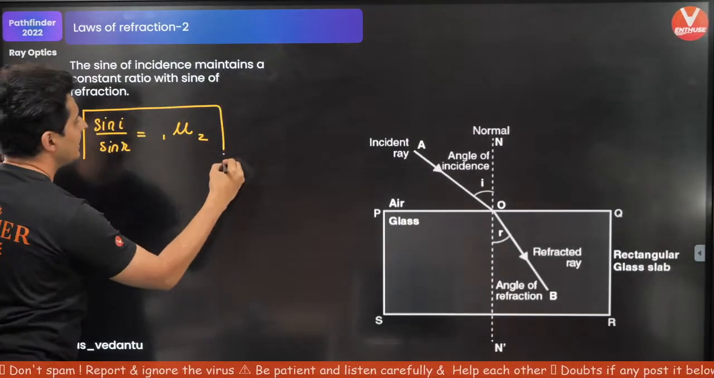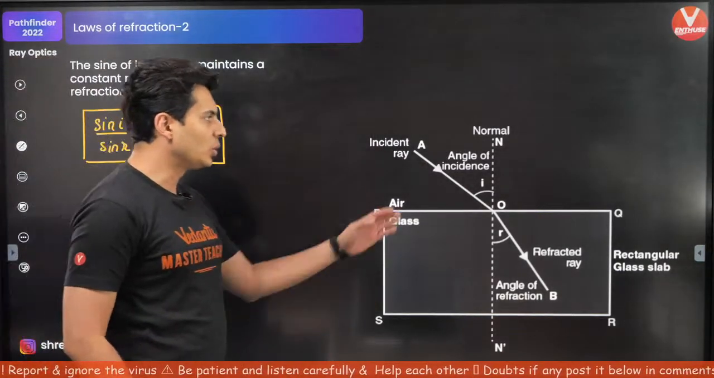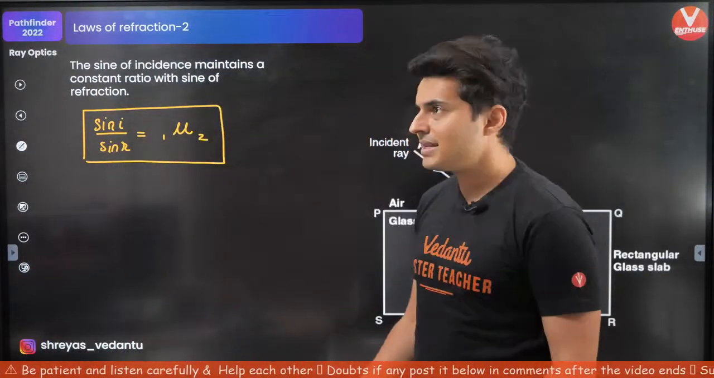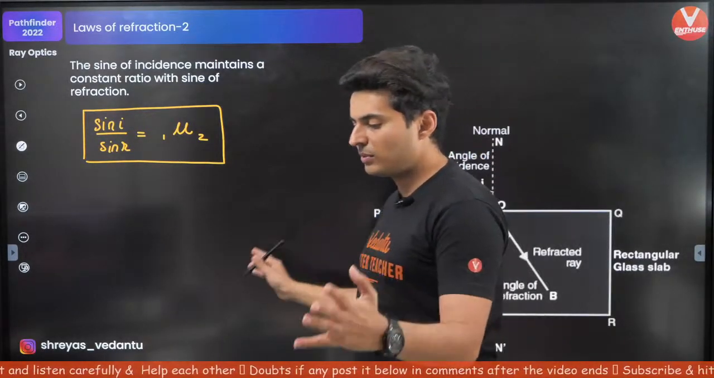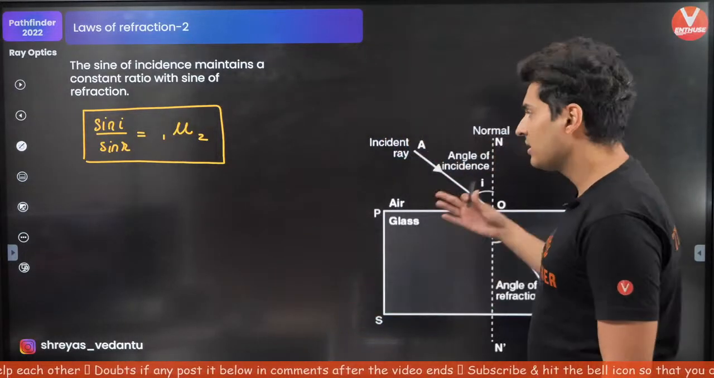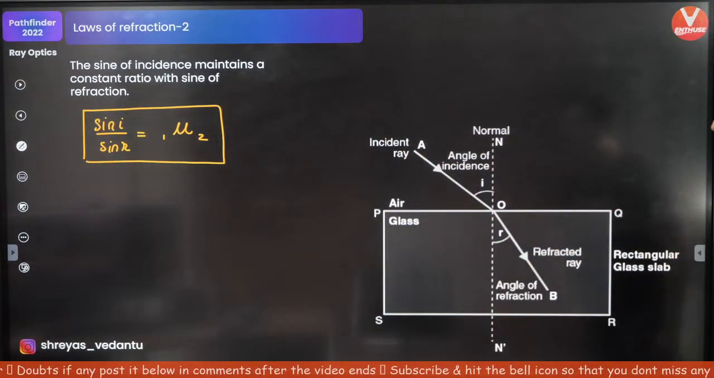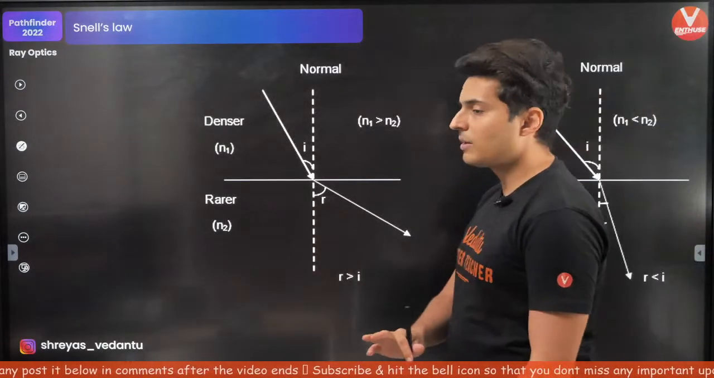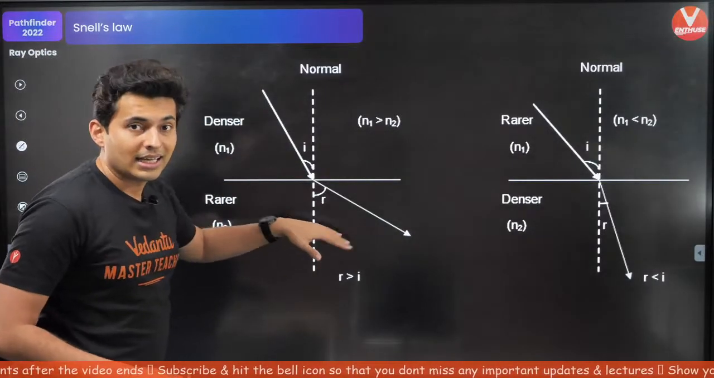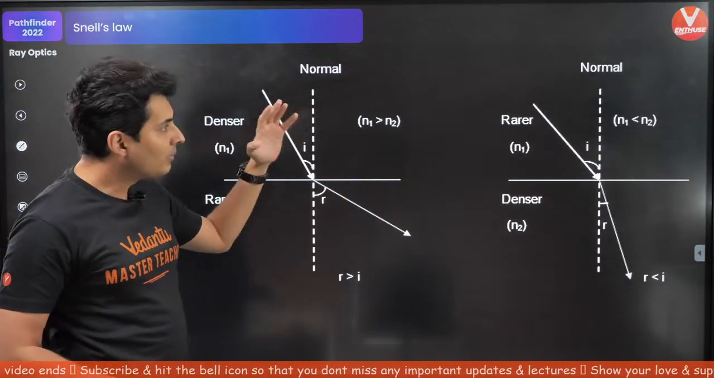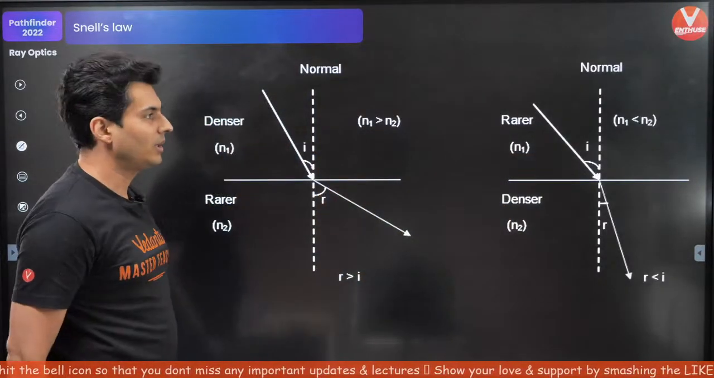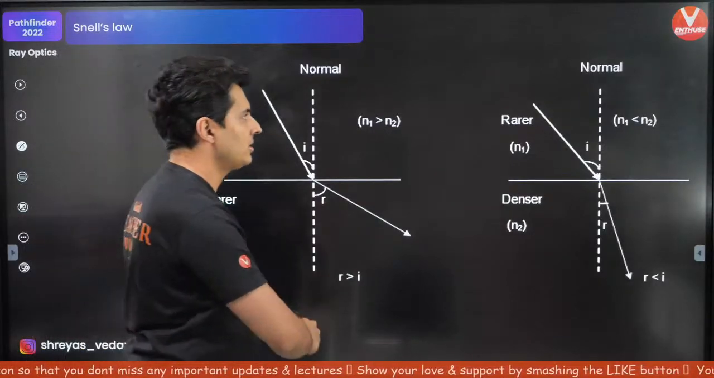This is what Snell's law is all about. 1 mu 2, this is medium 1, this is medium 2. Sin i by sin r is 1 mu 2. This is very important. Now we are going to extend this property in a bit. Hold on for that. But before that, let me also remind you, when light goes from dense to rare, it bends away from the normal, but when it goes from rare to dense, it bends towards the normal. I'll repeat why this happens.